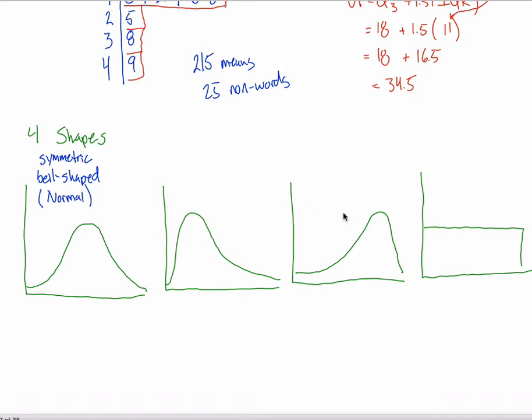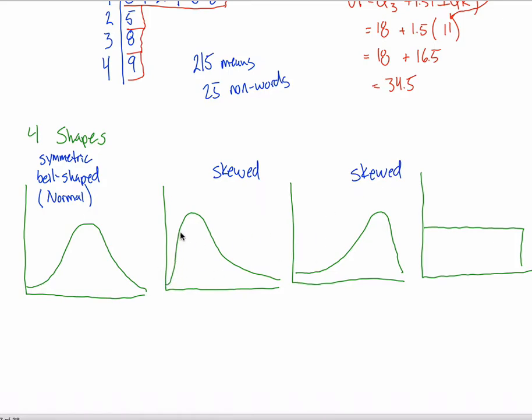These two are not symmetric. The term that we use in statistics as opposed to symmetric is skewed, S-K-E-W-E-D. These are both skewed distributions. But they're a little bit different, right?